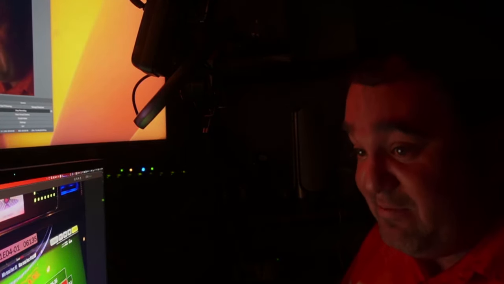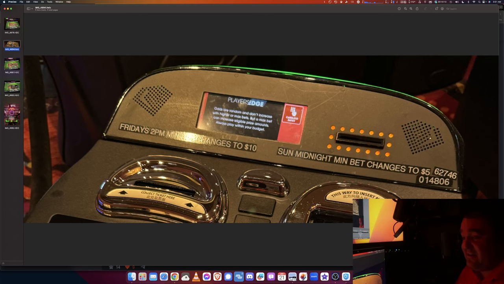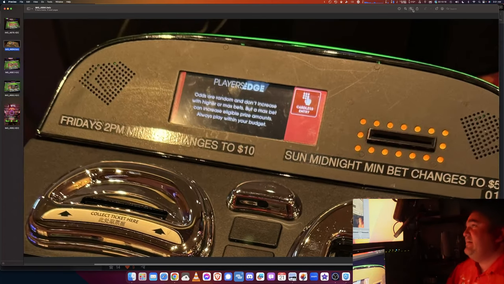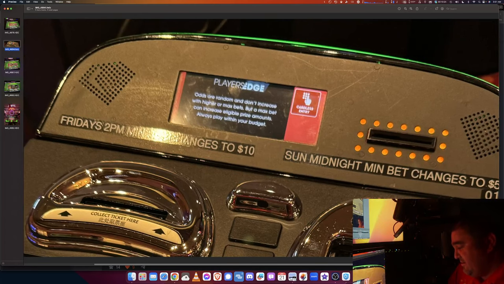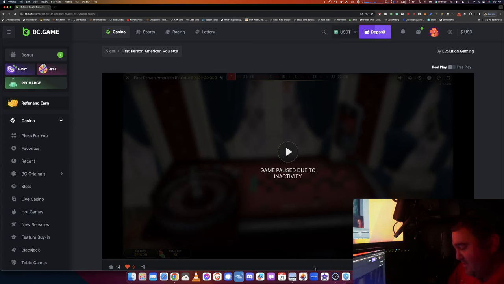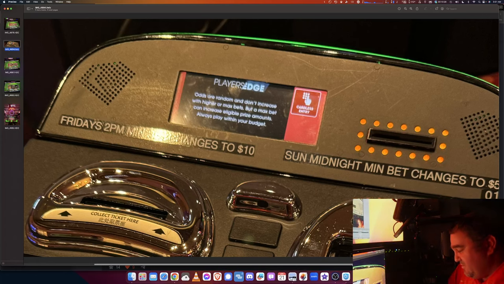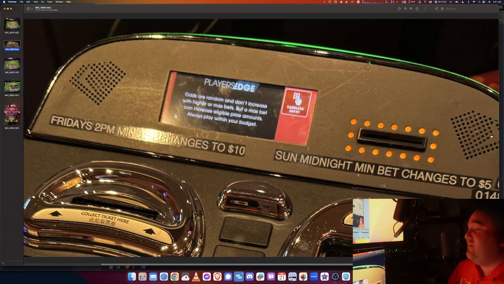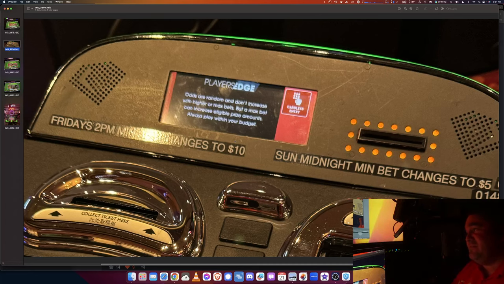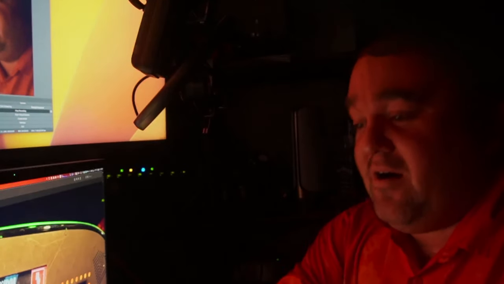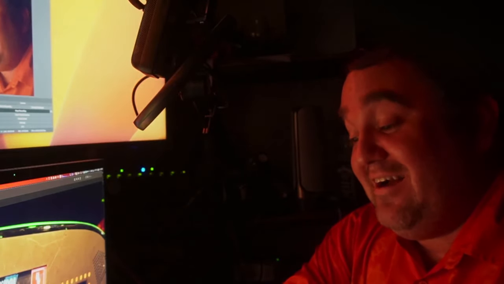But I want to get into some live play in a minute, but I want to show you, I came across this tonight. This was in the Seminole Casino in Coconut Creek, Florida. So they have a minimum bet that during the week is $5. Sunday midnight, the minimum bet changes. Fridays at 2 p.m., minimum bet changes to $10. Today was a Saturday night, so the minimum bet was $10. I walked out of that casino.